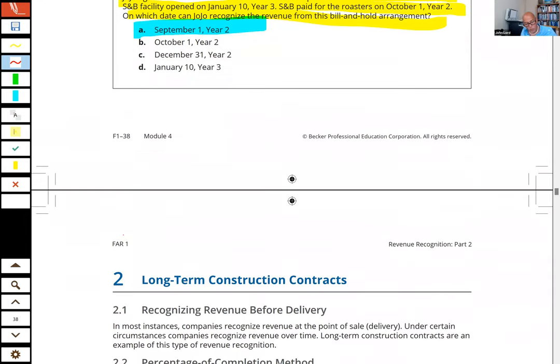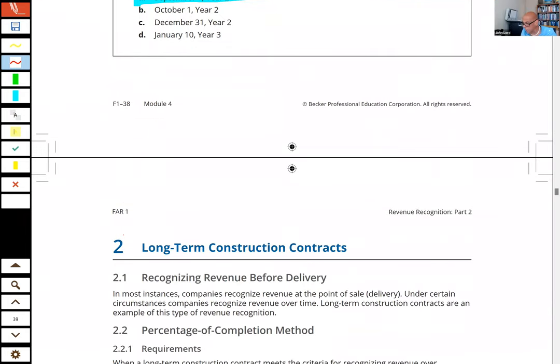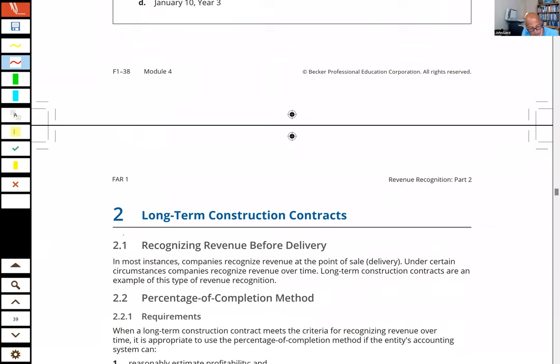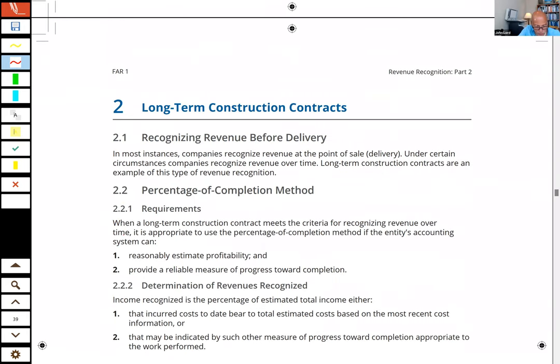Okay, good. Then you come over and let's look at long-term construction contracts, because we already looked at that question. So let's look at long-term construction contracts. So what's happening here? Remember we said that as we're performing under an obligation, we could recognize that over time.